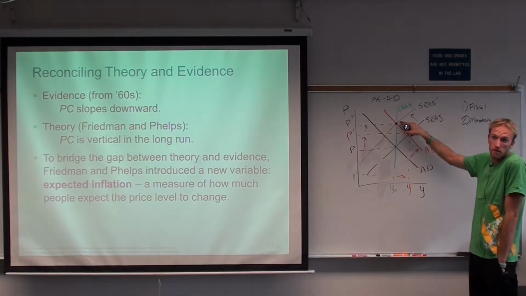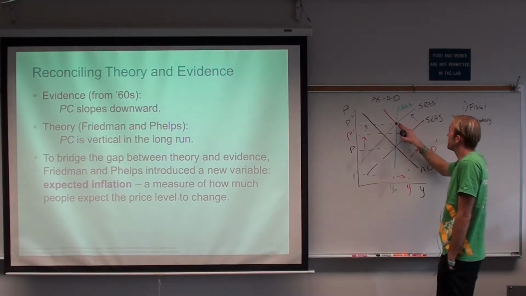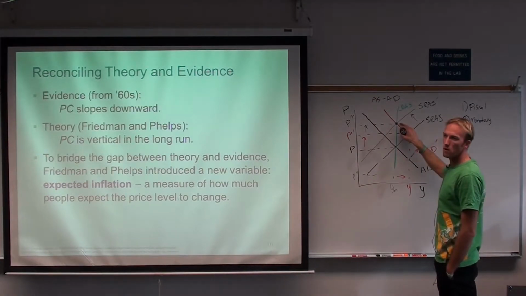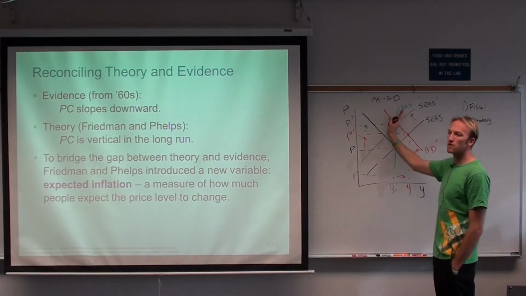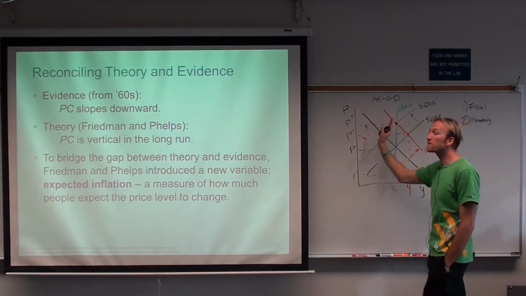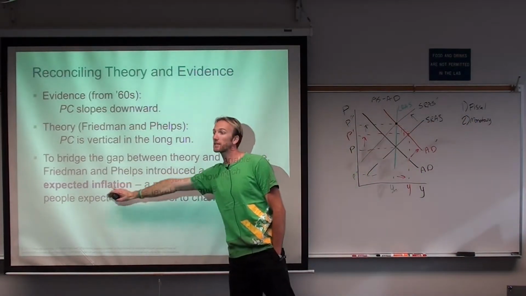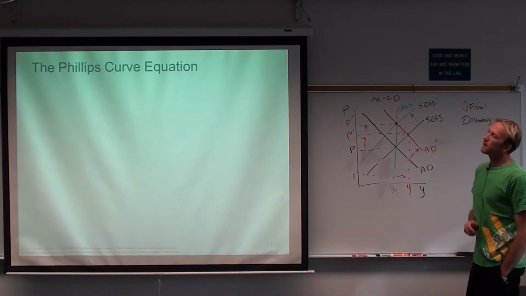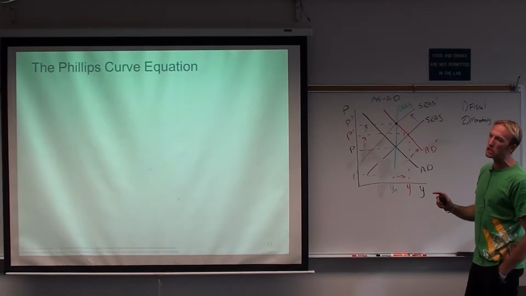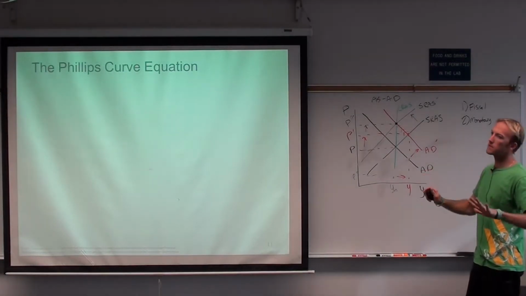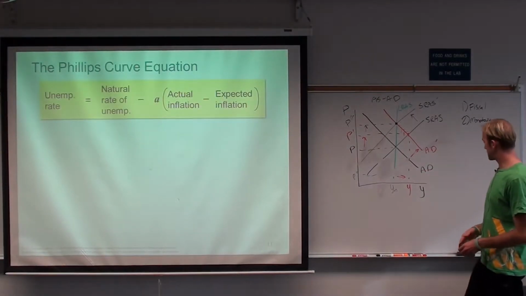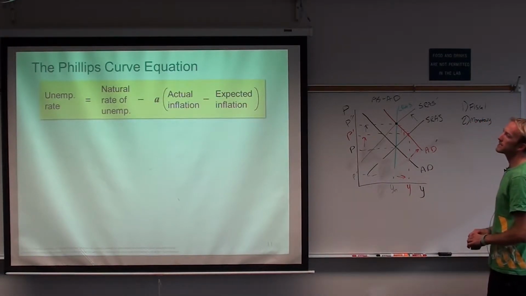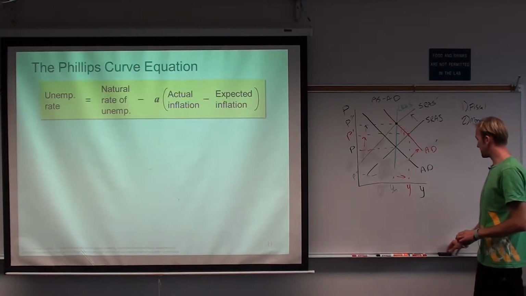That's what Milton Friedman and Edmund Phelps were trying to figure out. How we got from this point to this point. What is it that changes? Well, it's the SRAS curve. Why does it change? Expected inflation. So they're the guys who invented this expected inflation thing. And so they said, the inflation augmented Phillips curve, this is what they called it, looks like this. The unemployment rate equals the natural rate of unemployment minus alpha times actual inflation minus the expected inflation.